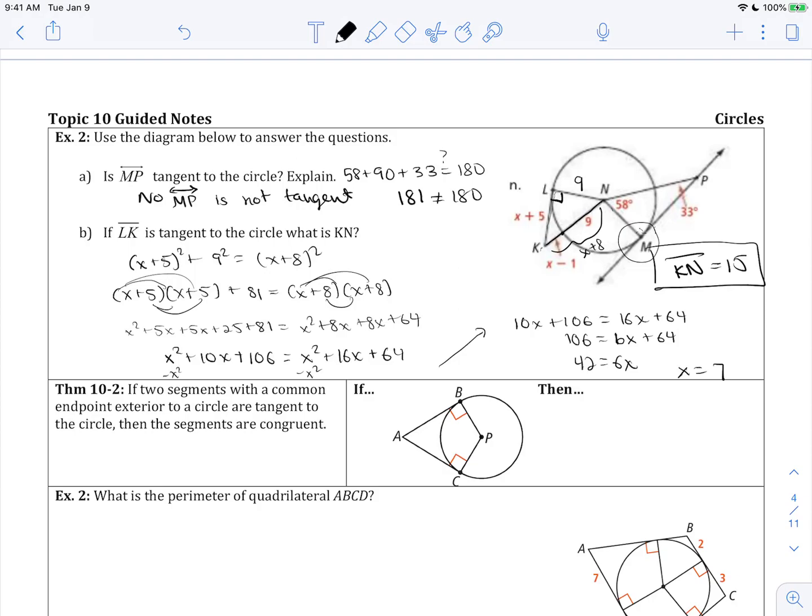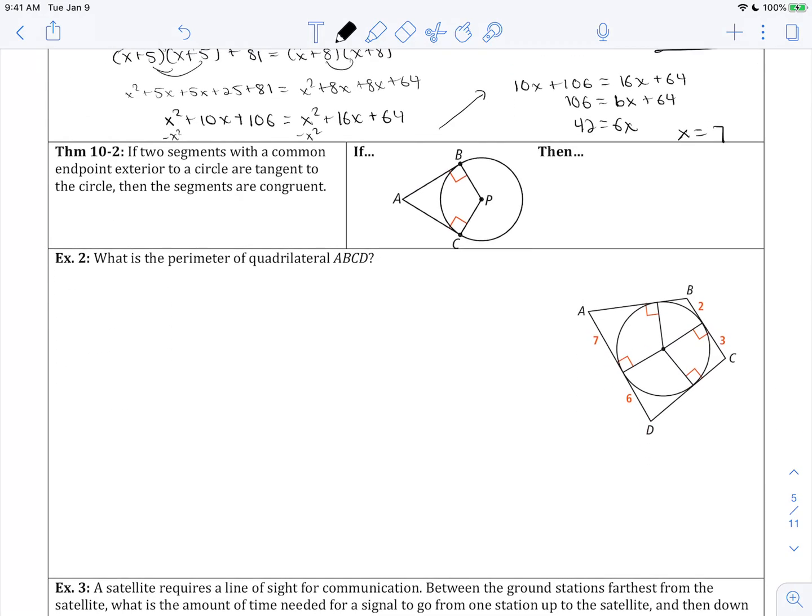All right, then another theorem. If two segments with a common endpoint exterior to a circle are tangent to the circle, then the segments are congruent. So here, I notice we have two 90-degree angles where the line meets the radii. So that tells me these lines are tangent. So therefore, these segments are congruent. So AB is congruent to AC, right?